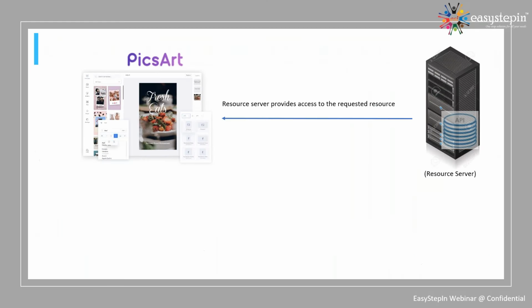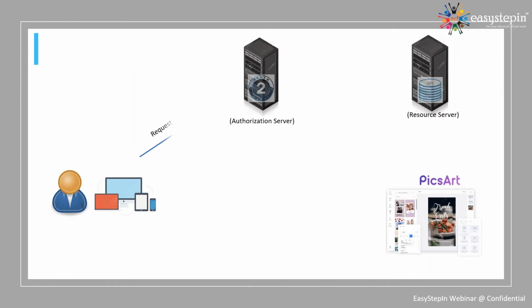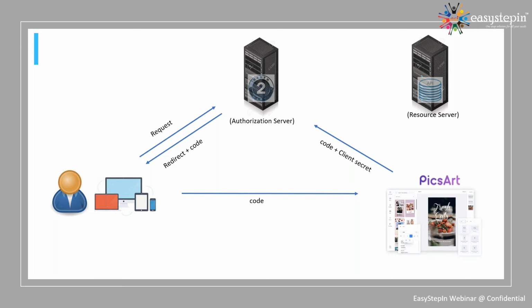So let's see what is happening at a high level here. So you again have sent a request to the authorization server. You have got the temporary code here. So the temporary code is then shared to the PixArt application server, and the PixArt application server shares this temporary code along with the client secret that it has to the authorization server. So the authorization server then sends the access token to the application server. So this access token is then shared to the resource server. The resource server then shares the required resource to us.